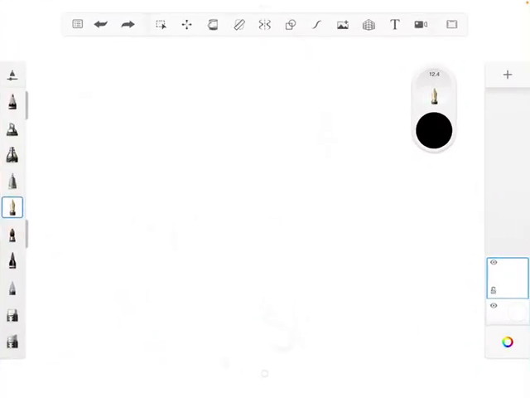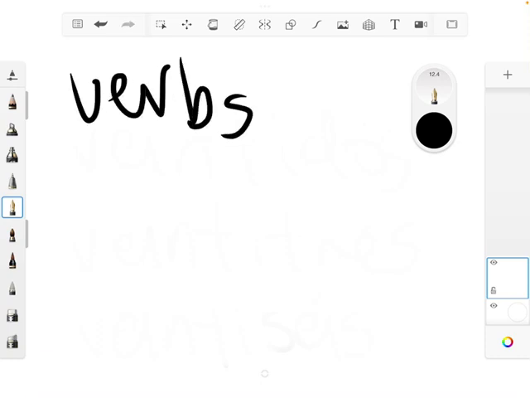We're on page 16, and today we're going to talk about the present tense of ser. So we're talking about verbs today. Now, whereas we did nouns a couple sections ago, we're talking about verbs.